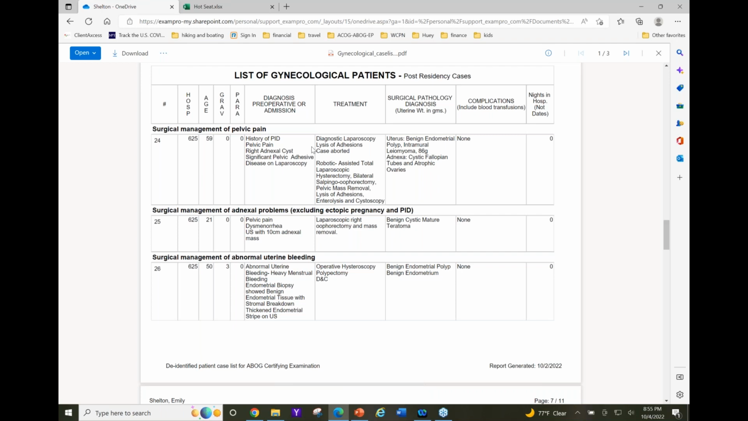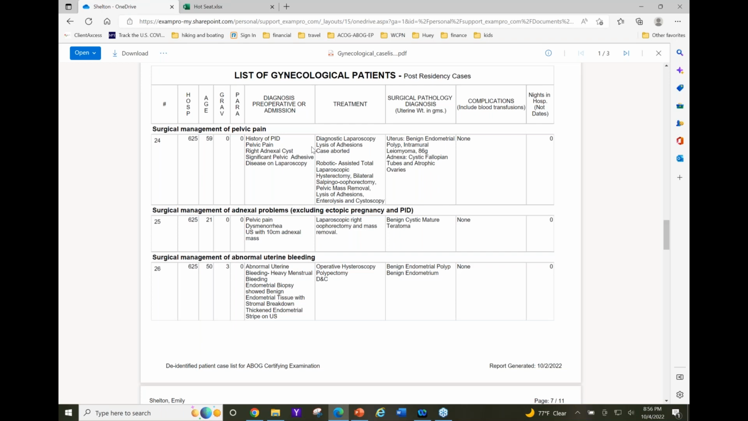Why? So initially she presented to me with a complaint of pelvic pain. She had a transvaginal ultrasound that showed a right adnexal cyst, and she desired surgical management. As it states, she's 59. So I took her to the OR for diagnostic laparoscopy with planned excision of the right ovarian cyst.